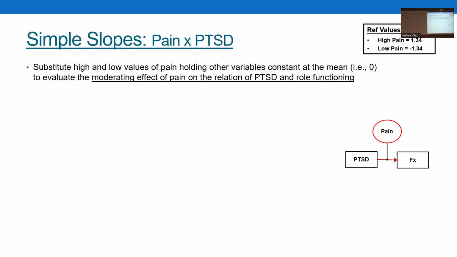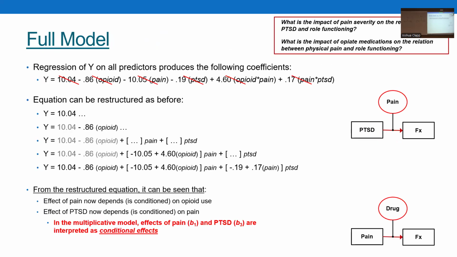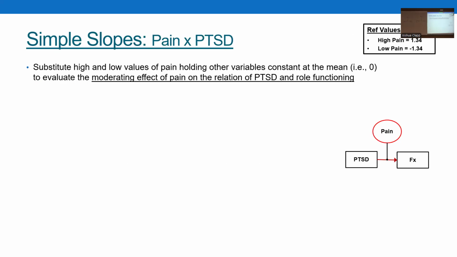Okay. So what we want to do here is go through substituting high and low values for pain, to look at the moderating effects of pain on the relation of PTSD and neural functioning. I've restructured my equation. Now, to plot these out, I want to start throwing in values of my moderator. Because I've got centered pain, low pain, the standard deviation below, is negative 0.34, and high pain is 1.34. All we need to do is start throwing these into our model, right? So here's my restructured regression model.